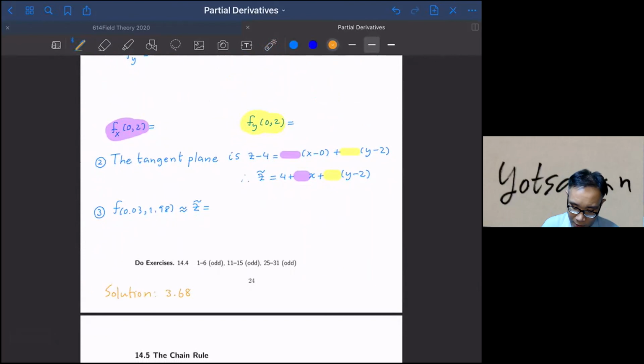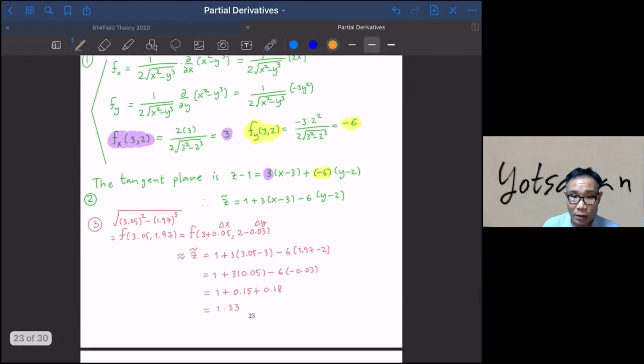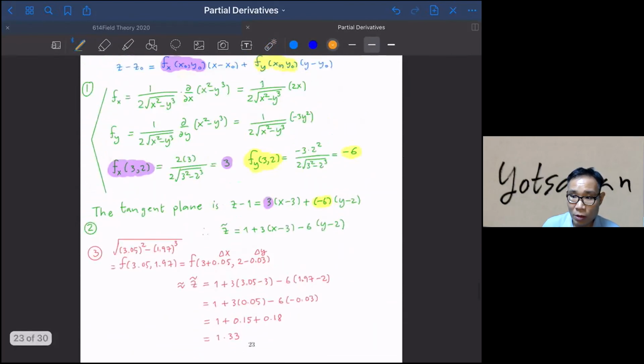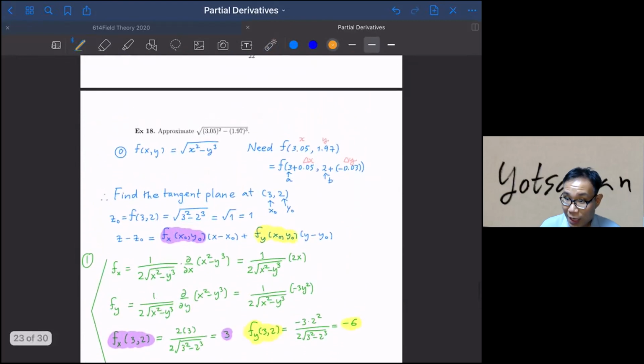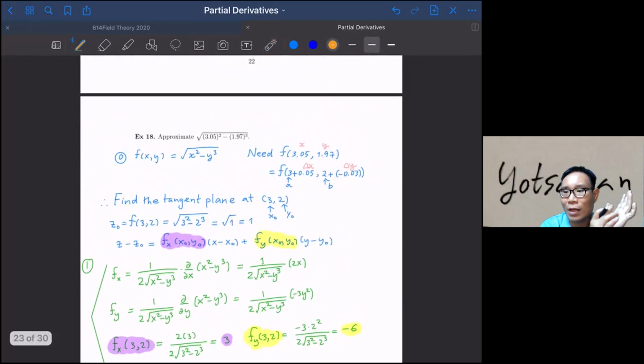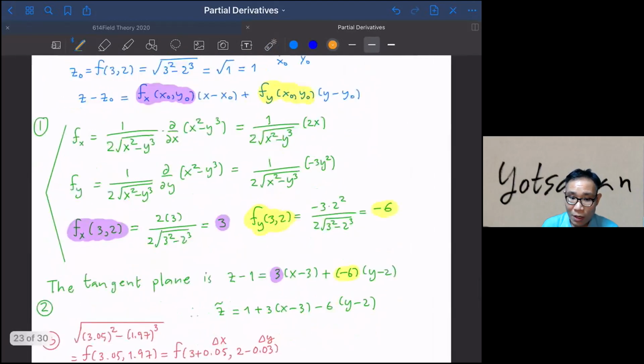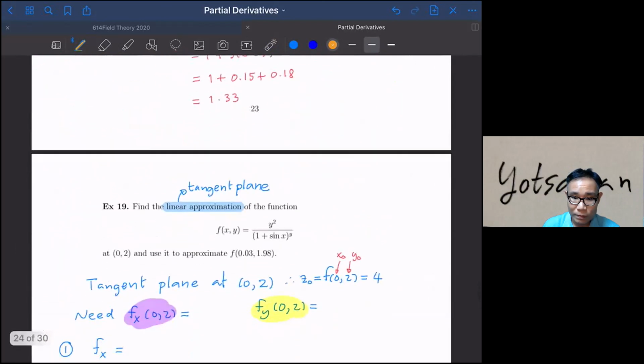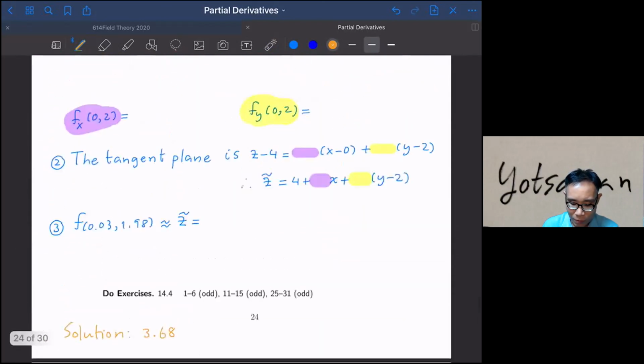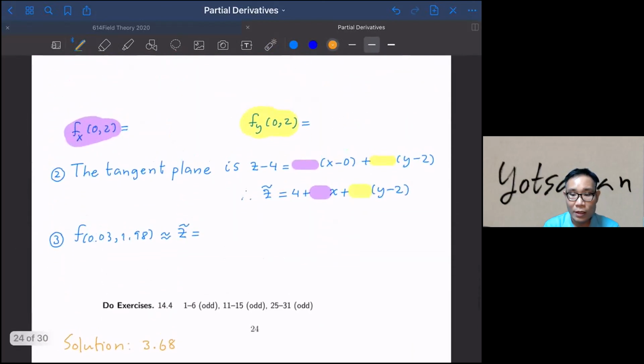I'm going to leave you here today, and that is all for the tangent plane. We began with the interpretation of fx and fy, and we have the tangent plane, and we use the tangent plane in order to do what is called linear approximation or the total differential. That would be all for this clip.